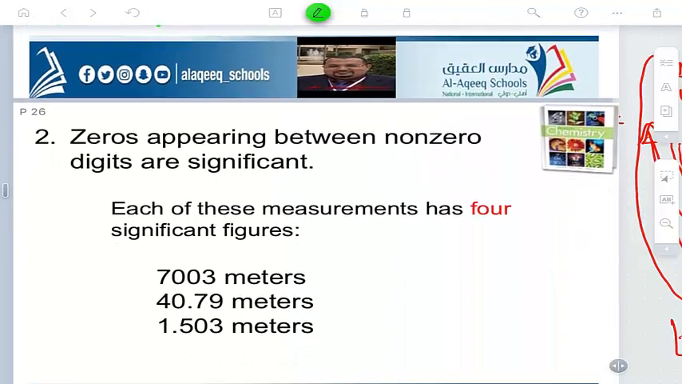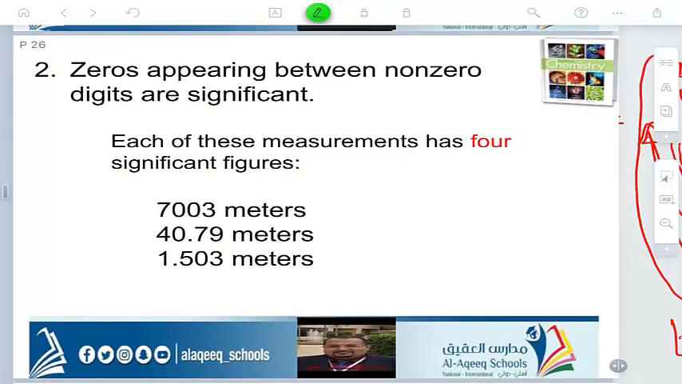If you have 0 at this moment, what happens? Rule 2: if you have zeros between non-zero digits, this is non-zero, this is not 0, but between them, zeros. Do we count them? Yes, we count them. How many significant figures in this number? 4: 1, 2, 3, 4. What about this 0 between non-zero digits? Yes, counted: 1, 2, 3, 4. Here, 0 between non-zero digits, counted: 1, 2, 3, and 4.